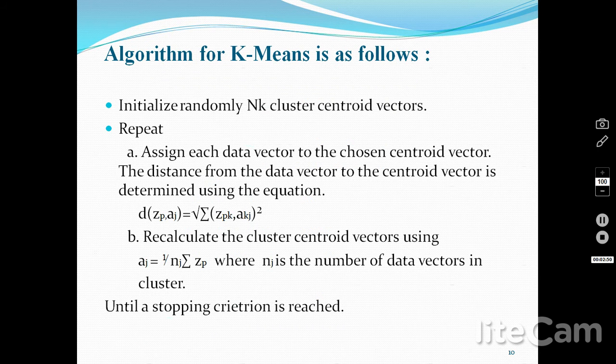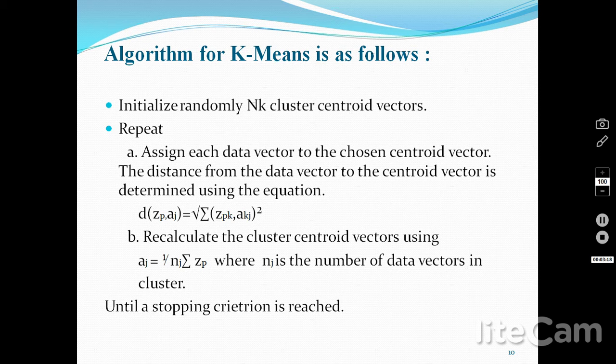The algorithm for K-means is as follows. Initialize randomly K cluster centroid vectors. Repeat: assign each data vector to the closest centroid vector. The distance from the data vector to the centroid vector is determined using the Euclidean distance equation, where the distance between two points is the square root of (x1 minus x2) whole squared plus (y1 minus y2) whole squared.